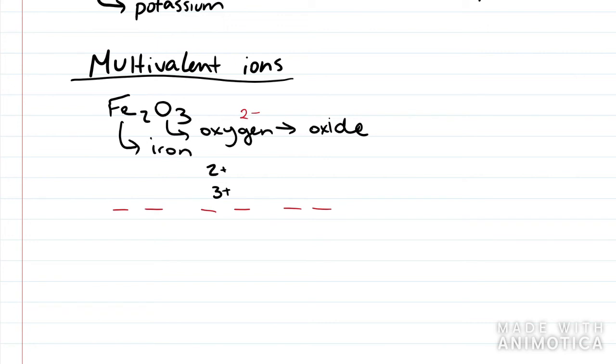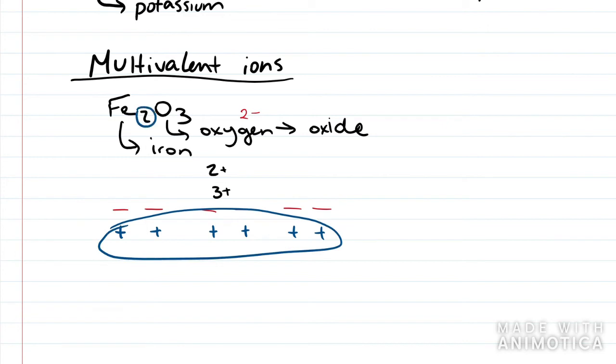So if you look, we have 3 sets of this -2. So how many positives do we need to make it 0? Because remember, we always want to equal 0. Well, we need 6 positives to make a 0 pair. These 6 positives we need to split into 2 groups. So what happens when you split 6 into 2 groups? You're left with 3 positives. So that means the charge is 3 plus.